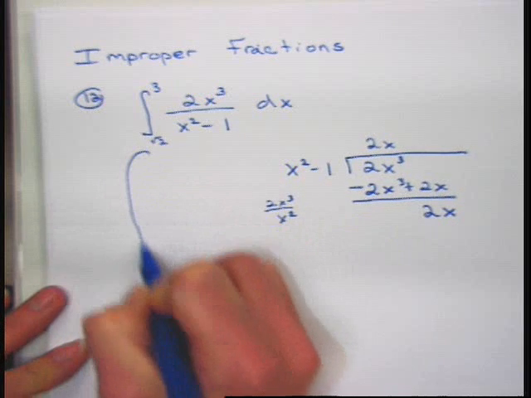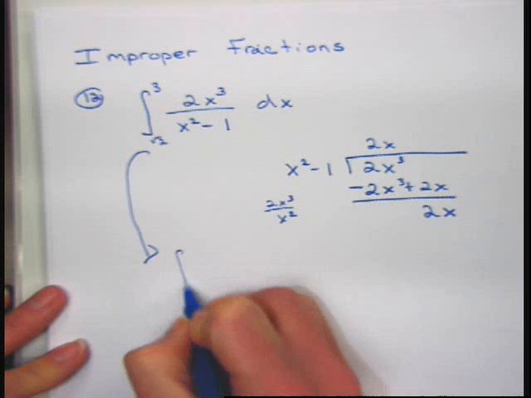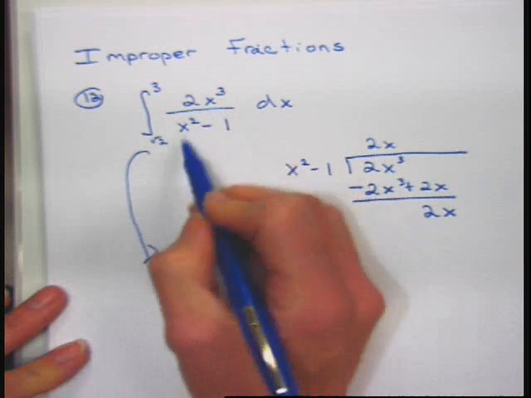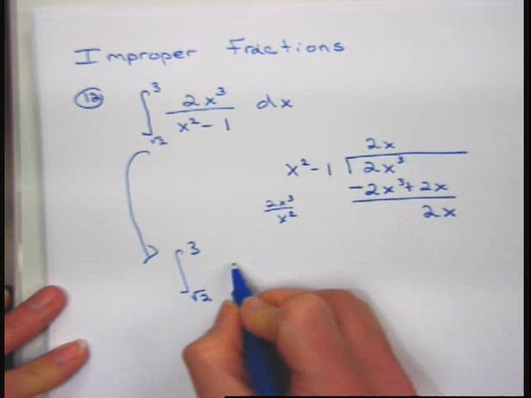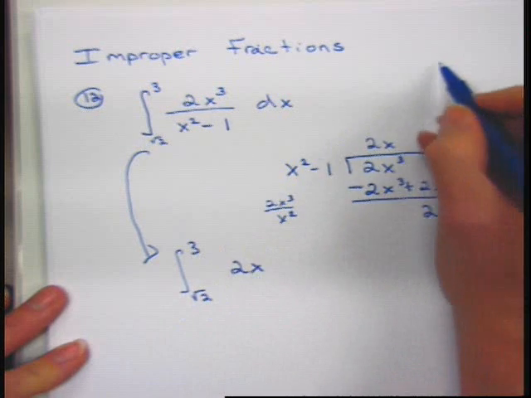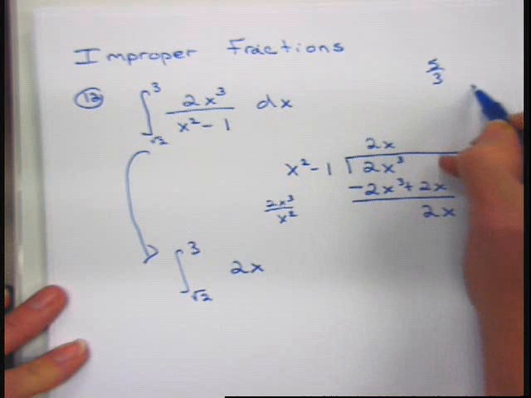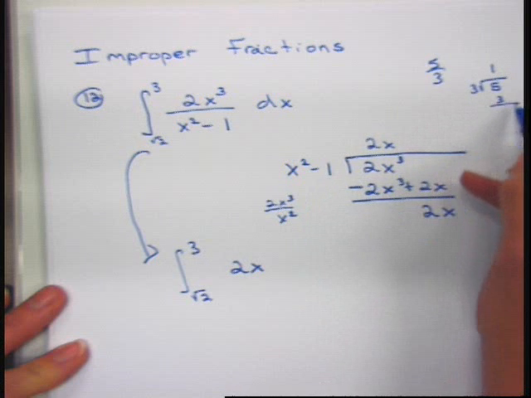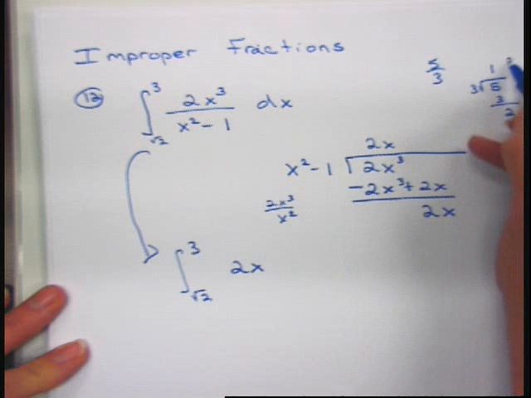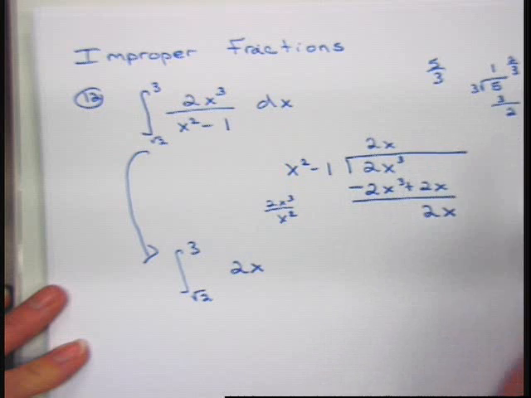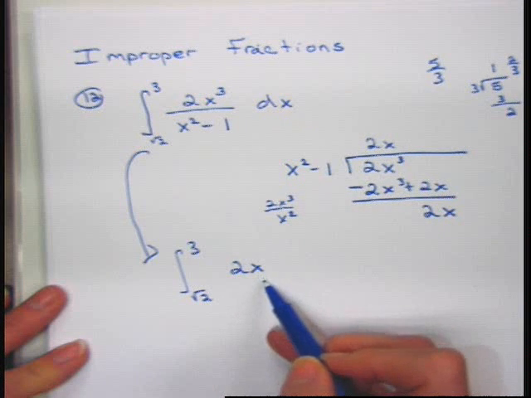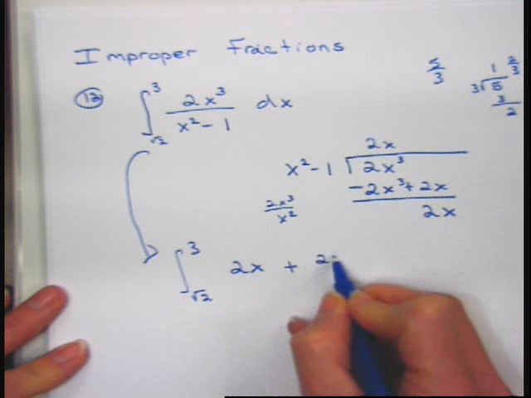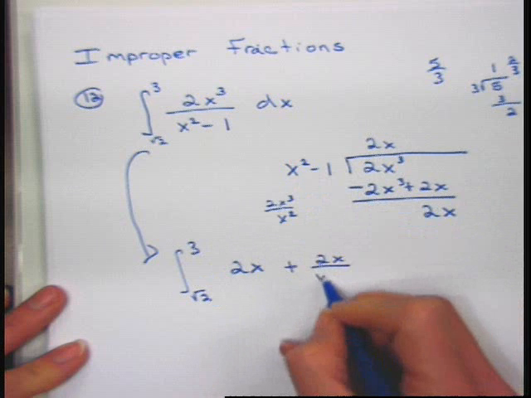So that means that this can be written as the antiderivative from the square root of 2 to 3. And instead of writing it like this, I can write it as 2x. Remember when you did 5/3? 3 goes into 5, 1. So there was your 1, and then your remainder. And then you said and 2/3, right? So this was your 1. So there's my 2x. That's my quotient. And the and is actually a plus. The remainder, 2x, over the divisor, x squared minus 1.